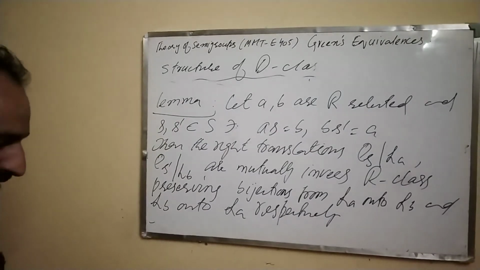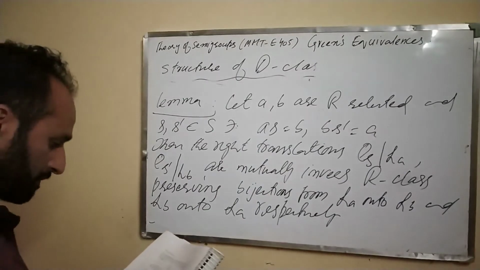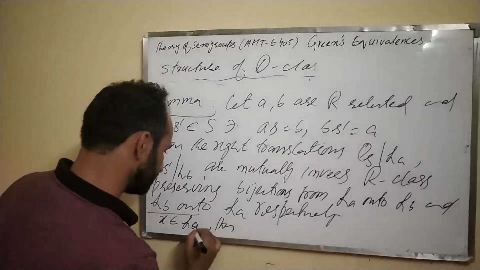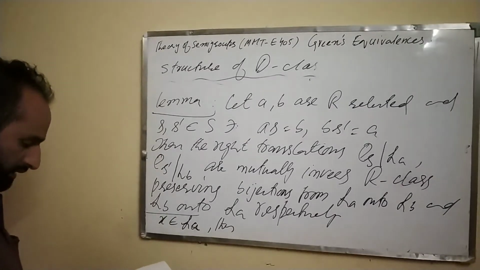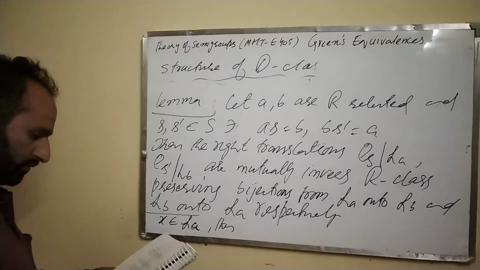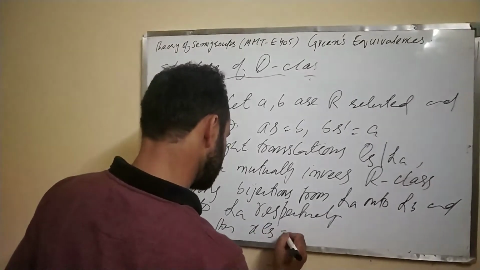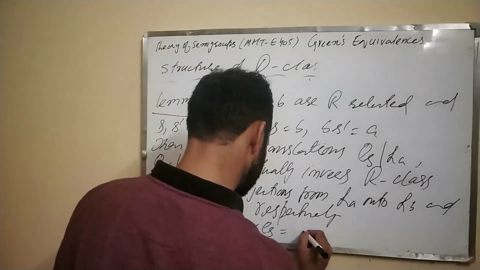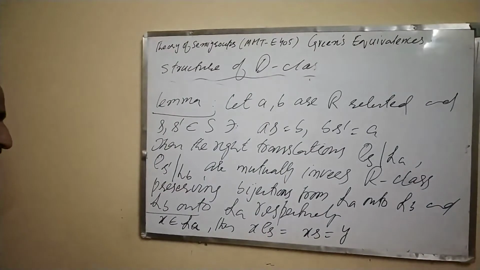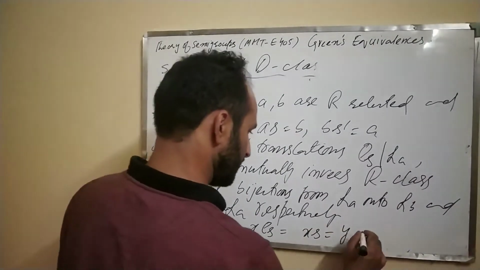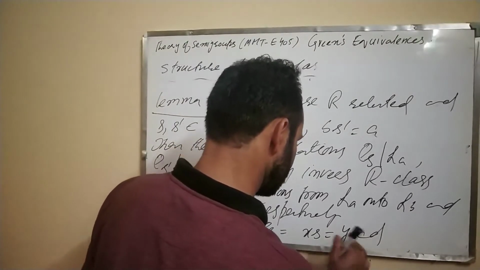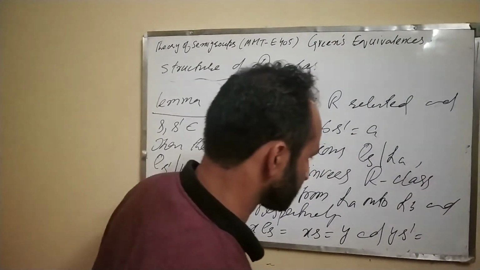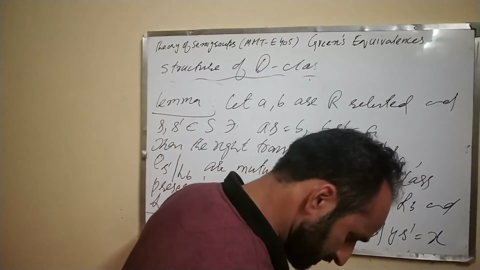R-class preserving means that whenever x is in L class of A, then xs, which is the image of x under rho s, is equal to y. So x rho s is xs, and suppose the image is y. Then if xs is equal to y, we need y s dash to be equal to x.